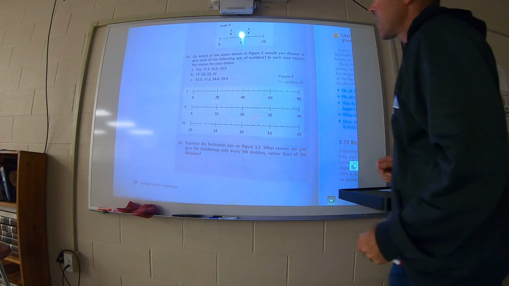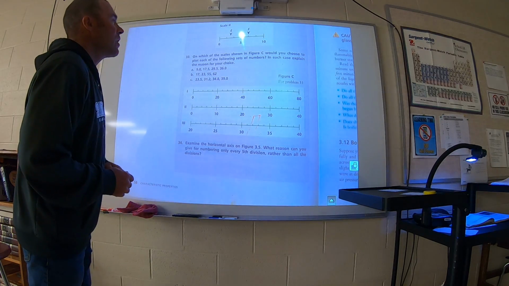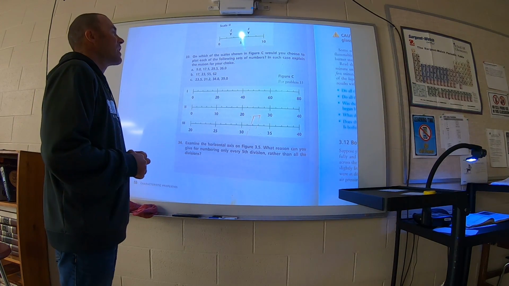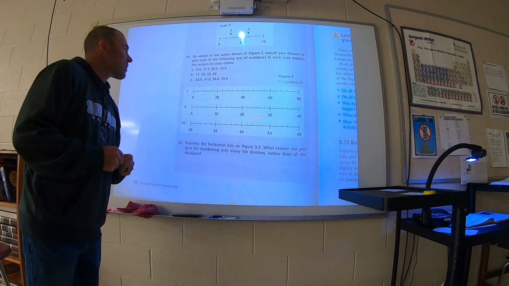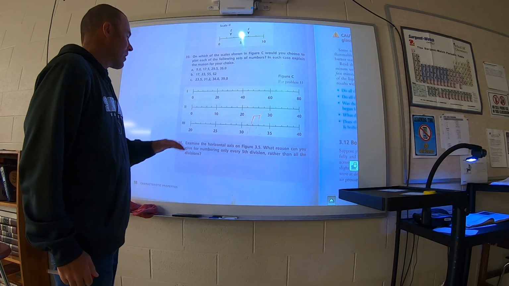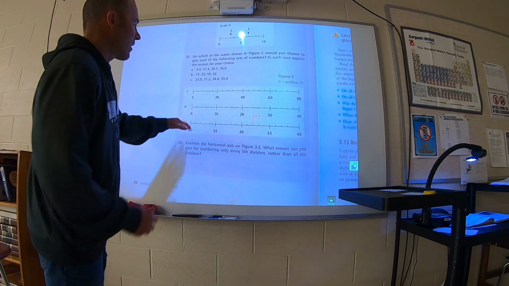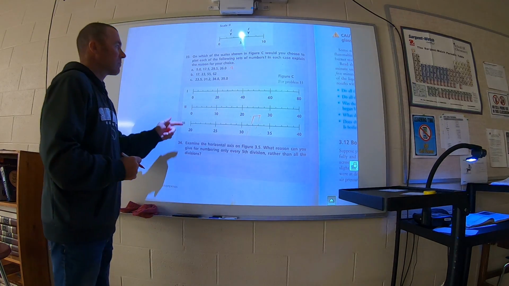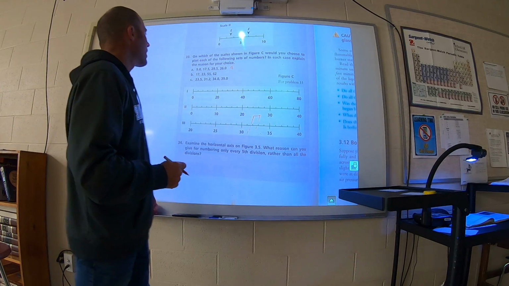33 says, on which of the scales shown in figure C would you choose to plot each of the following sets of numbers? In each case, explain the reason for your choice. So on letter A, we have 9 to 36. I would say the best scale for that is scale 2. It goes from 0 to 40.